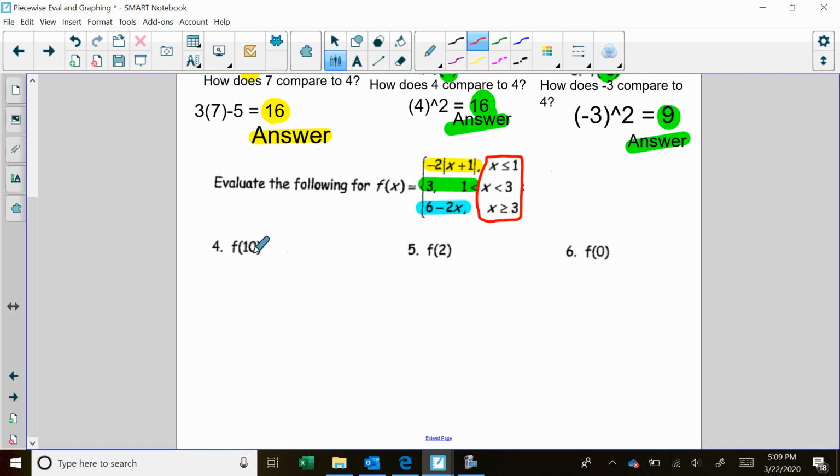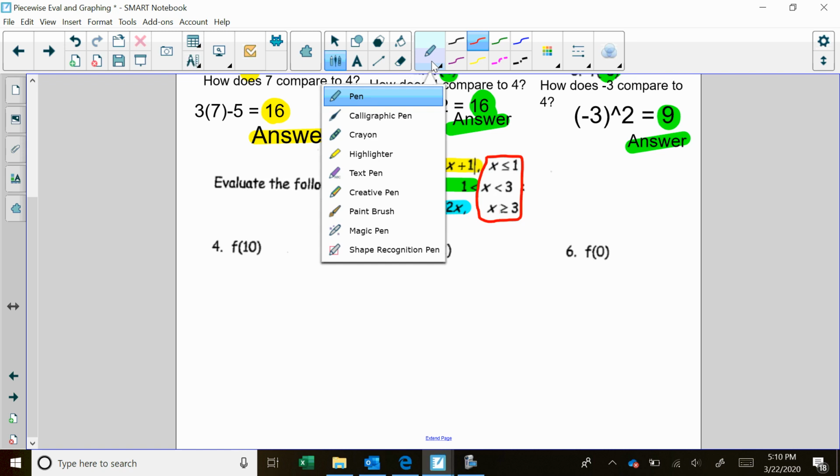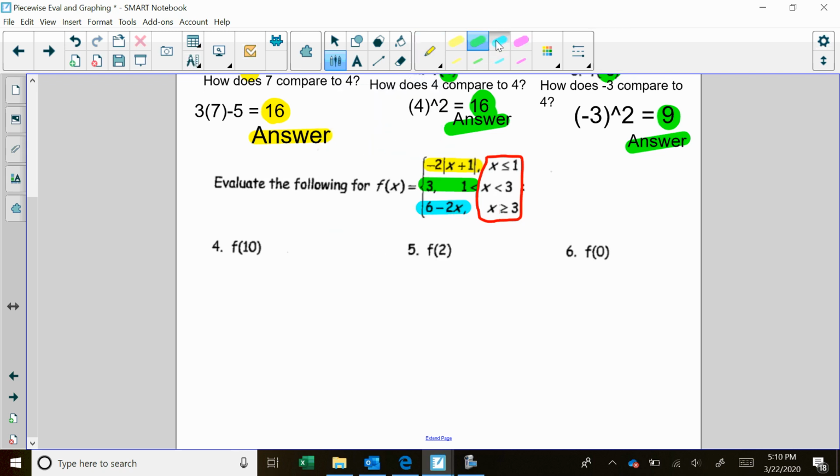All right, 10. Is 10 less than or equal to 1? No. Is 10 less than 3? No. Is 10 greater or equal to 3? Yes, it is. So let's just grab the blue highlighter real quick. Boom. We're going blue with that one. Here in the middle, 2.